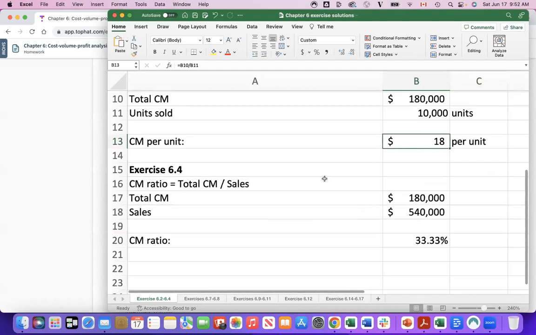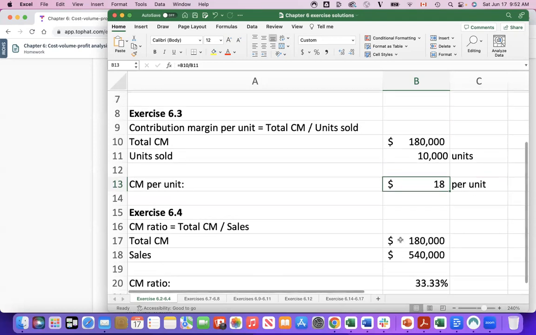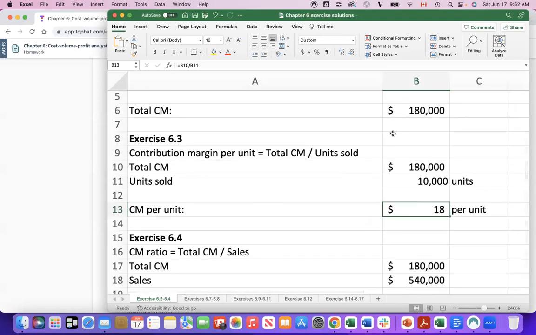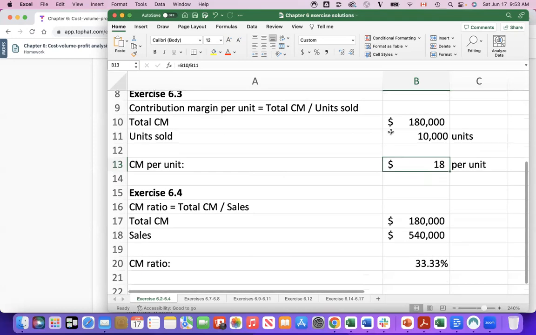Finally, exercise 6.4 wanted us to calculate the contribution margin ratio. Essentially what we're doing is converting the per unit amount to a percentage. And I would say that gives us, again, better insight than the total contribution margin number, because it's much easier to compare percentages than total dollar amounts. With total dollar amounts, it's hard to tell if the difference is caused by differences in scale, size and volume. Whereas all of that is eliminated when I convert to a per unit amount or to a ratio.